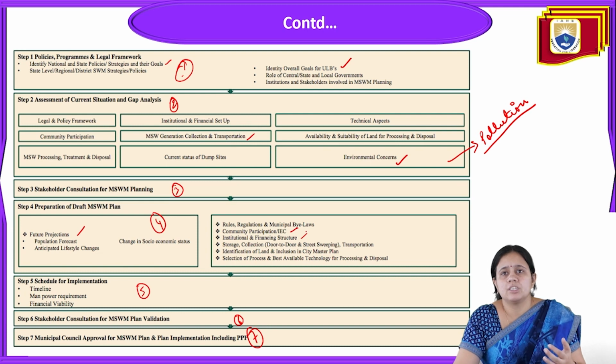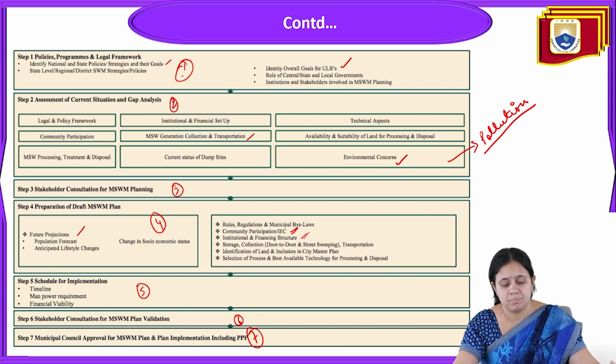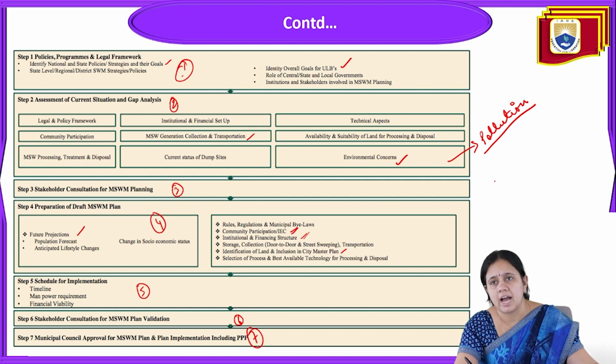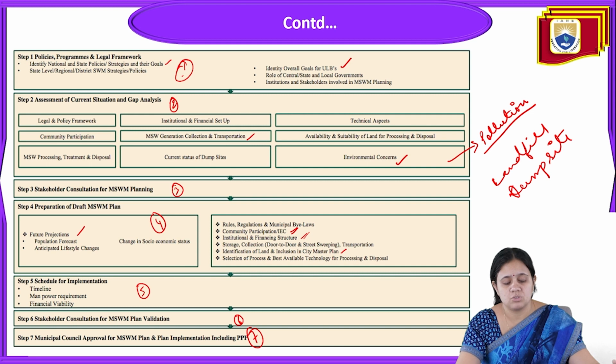Then some rules, regulation, and municipality bylaw will be there. Then community participation or IEC. Institutional and financing structure, storage, collection, like door to door, street sweeping, transportation. Identification of lands and inclusion in city master plan. Then the identification of land, like which land should be identified for landfill or dump site. So their identification and master plans should be made. Selection of process and best available technology for processing and disposal.